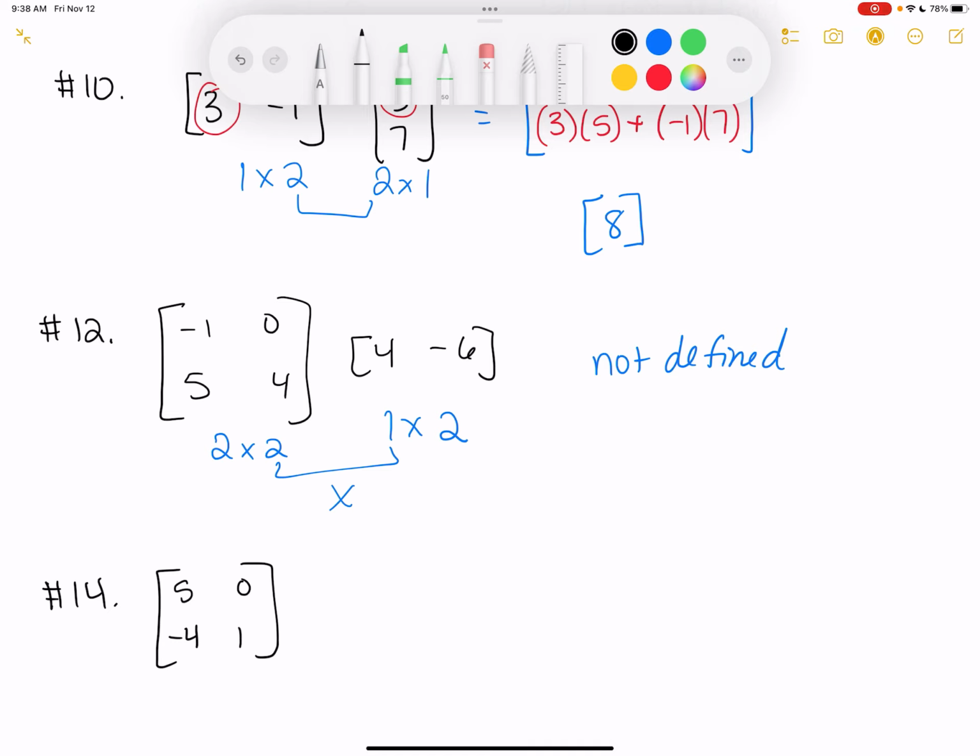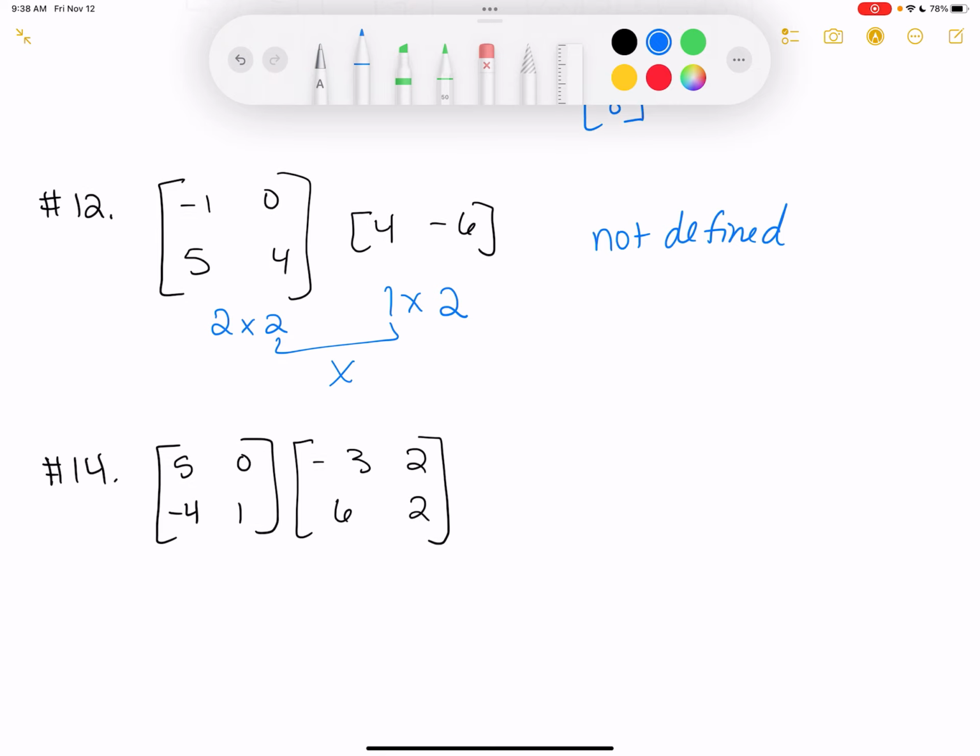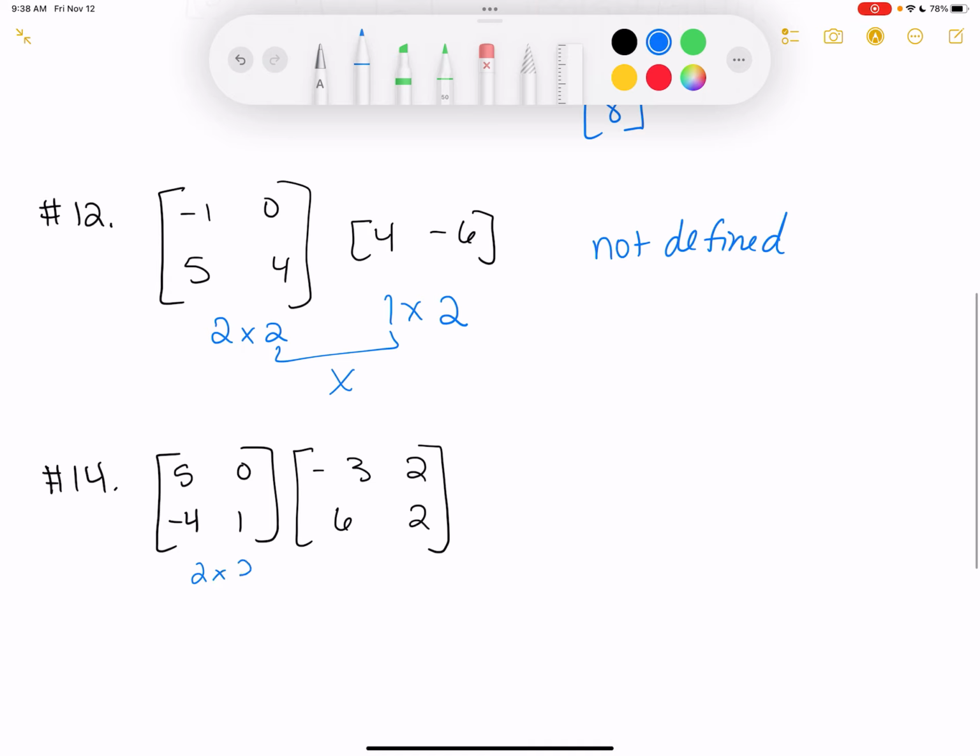All right, 5, 0, -4, 1, and then -3, 2, 6, 2. So these are both 2 by 2s. Since these are the same, my result is going to be a 2 by 2. I typically won't even draw in the right side until I'm done because there's so much stuff going to be written in here that I just like to wait.